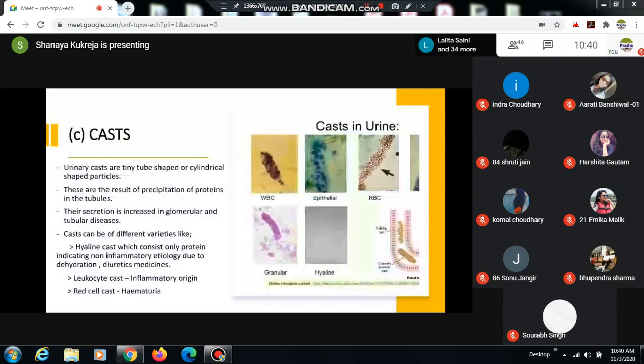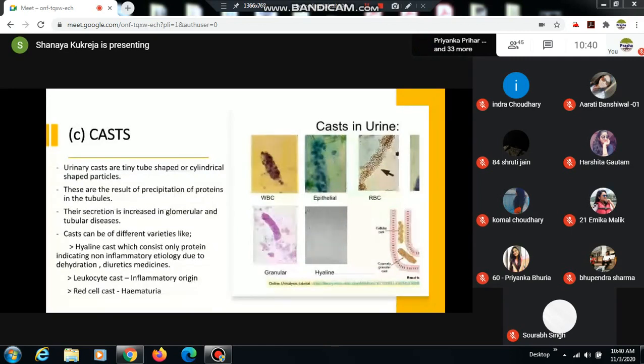Third is casts. Urinary casts are tiny tube-shaped or cylindrical-shaped particles. These are the result of precipitation of proteins in the tubules. Their secretion is increased in glomerular and tubular diseases. Casts can be of different varieties, as seen in the picture: WBC, epithelial, RBC, granular, or hyaline.